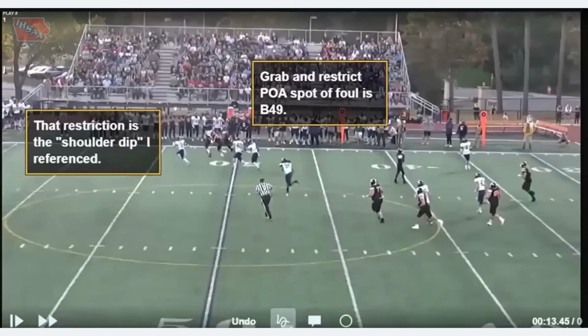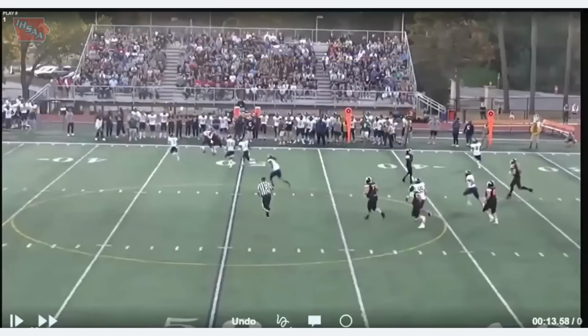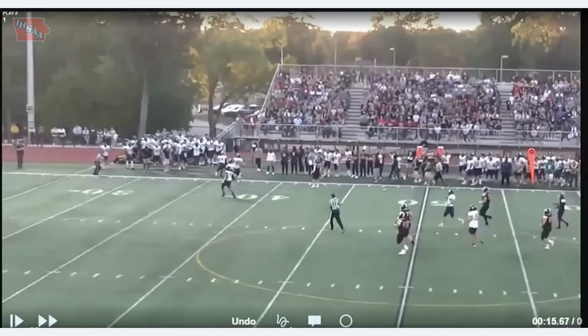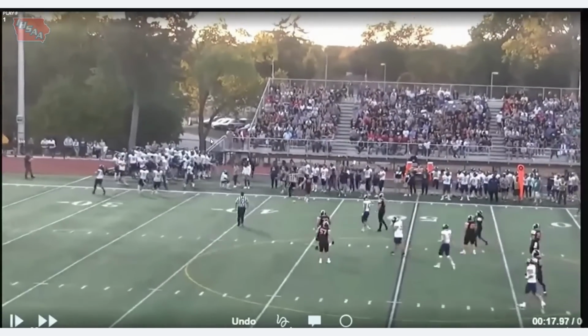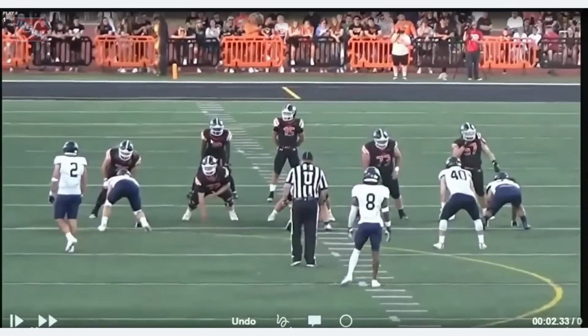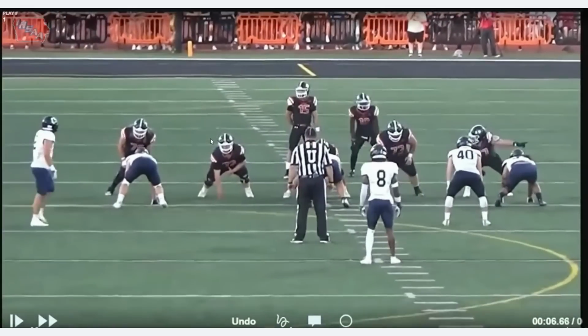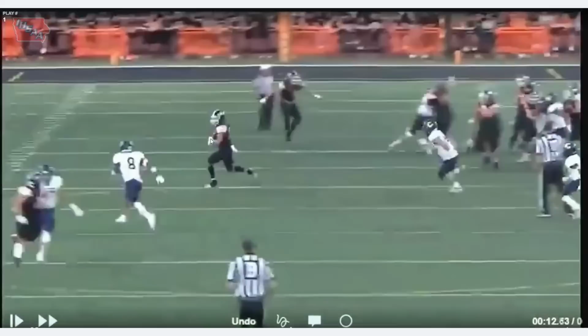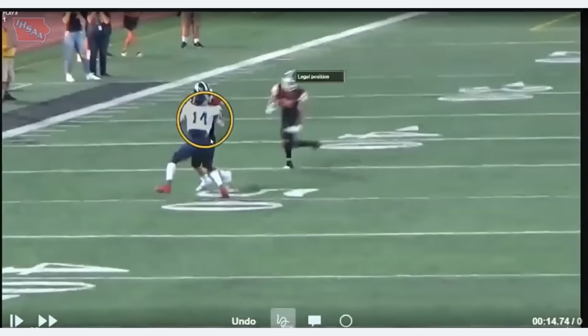It is at the point of attack. So we need our flag at the 49-yard line. Our run ends up beyond it. So we know we're going to enforce it from the spot of that foul. This will show us a good angle again. Okay, so right now we're good.